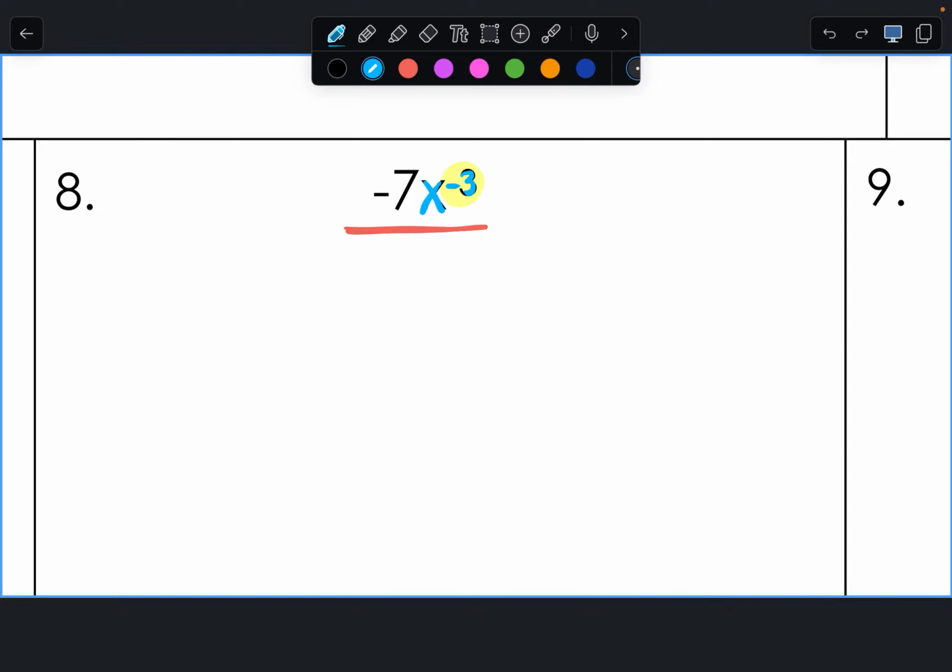So what I'm going to do, the coefficient counts as a 1. So my 7 is going to stay at the top. And that is my answer. Only move whatever's negative.